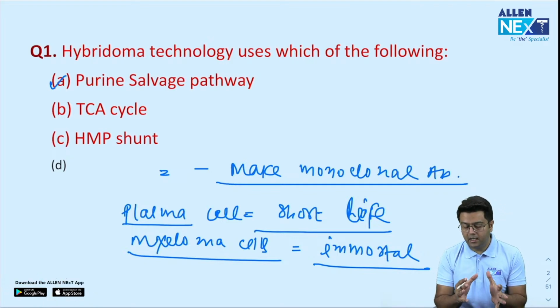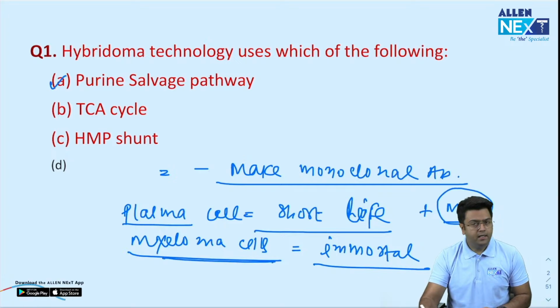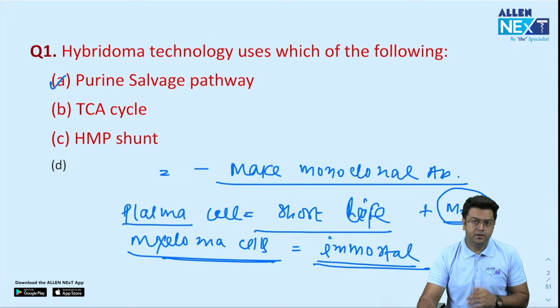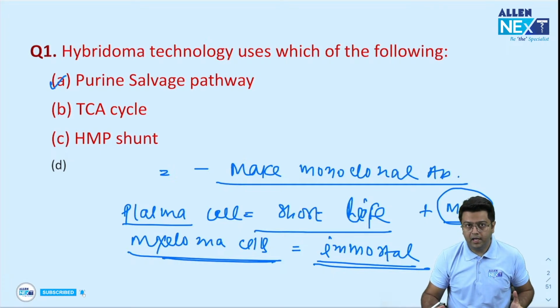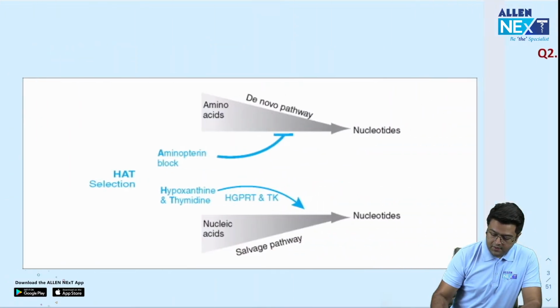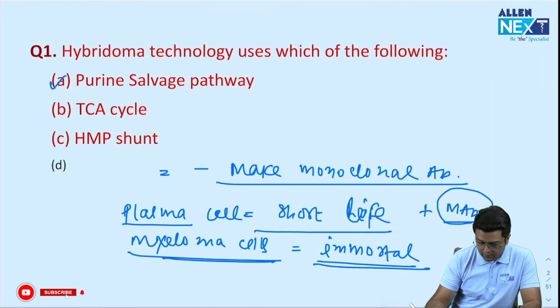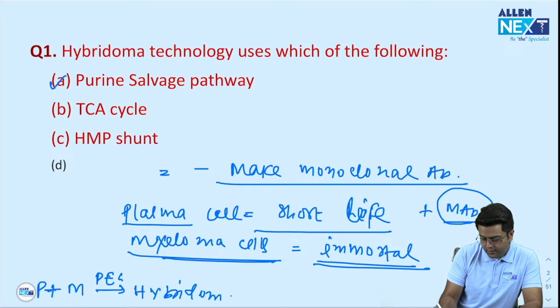So what properties will I be getting from these two cells? Plasma cells have a short half-life, but yes, they can make the monoclonal antibody. Myeloma cells can't make the antibodies, but their life is long. So we can achieve mass scale production of the monoclonal antibodies if we combine them, the life plus antibody production. So if I fuse plasma cell plus the myeloma cells using polyethylene glycol, then I'll be getting hybridoma cells.